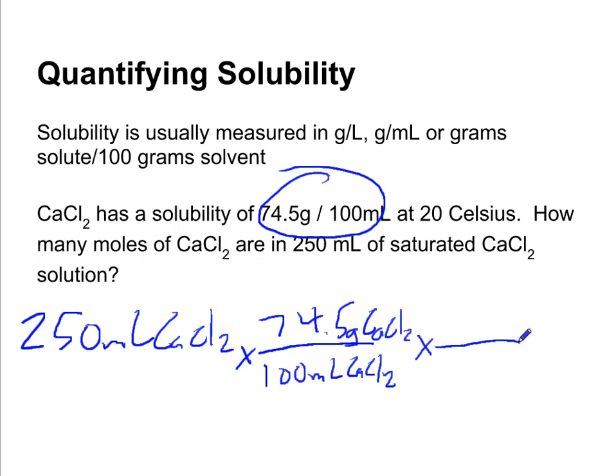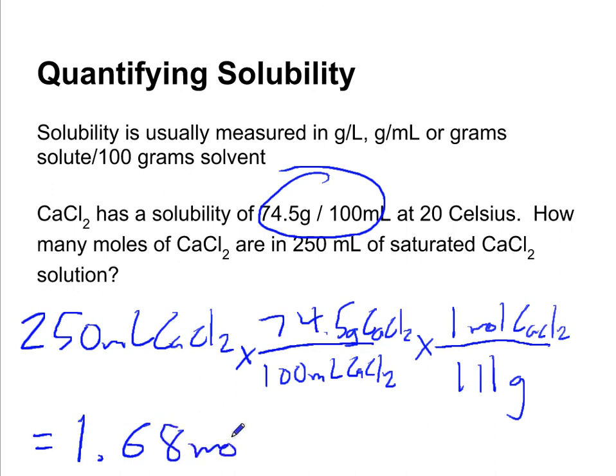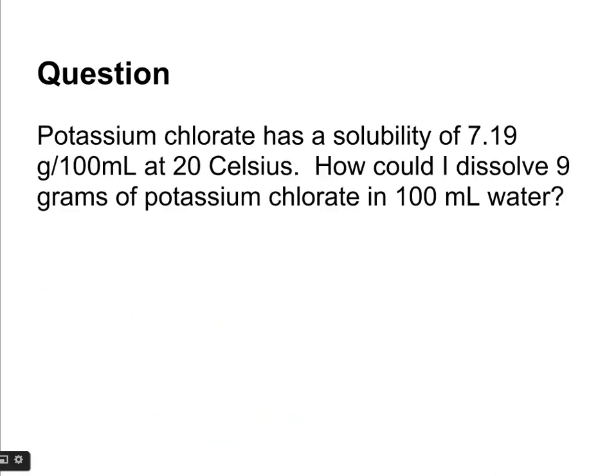And they're asking us to find moles, so now we can hit up the periodic table and find the molar mass of calcium chloride to convert into moles of CaCl2. And the molar mass of calcium chloride is 111 grams per mole. So 250 times 74.5 divided by 100 times 111, that's going to equal 1.68 moles of calcium chloride.